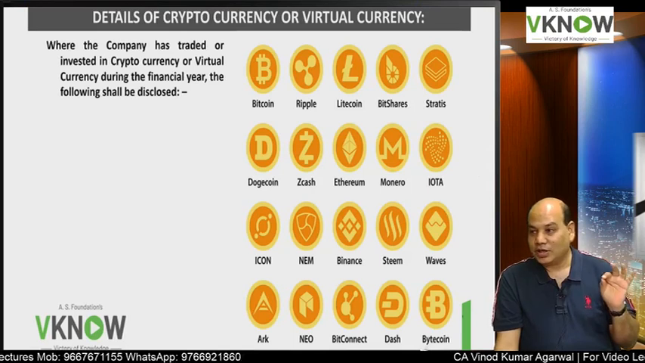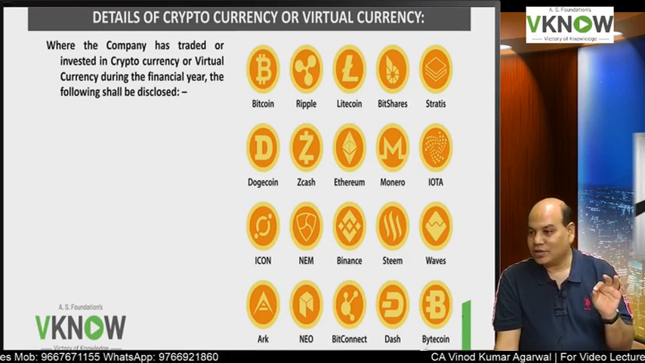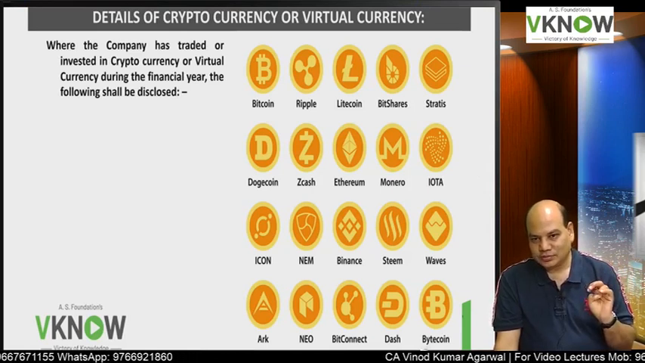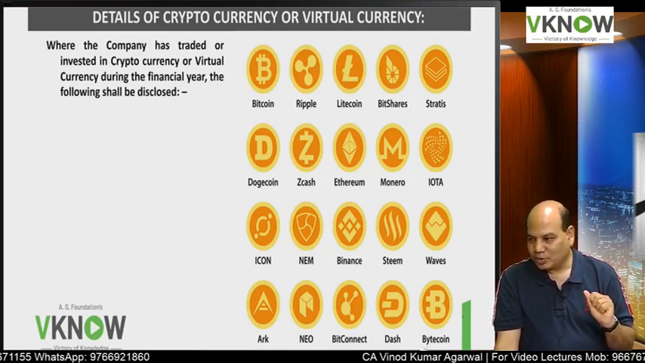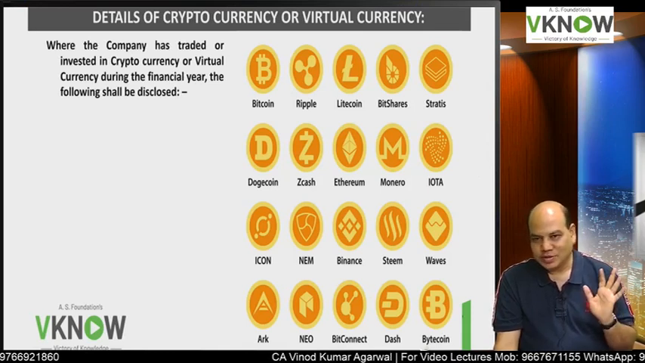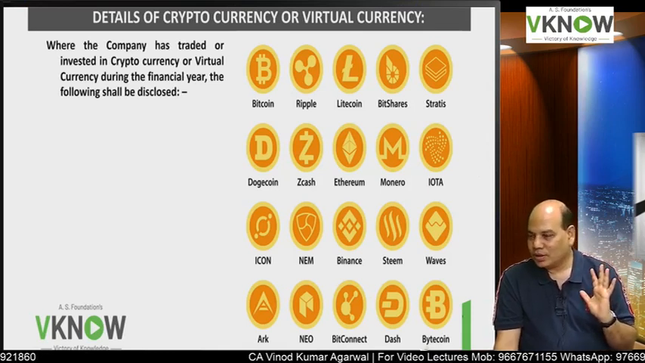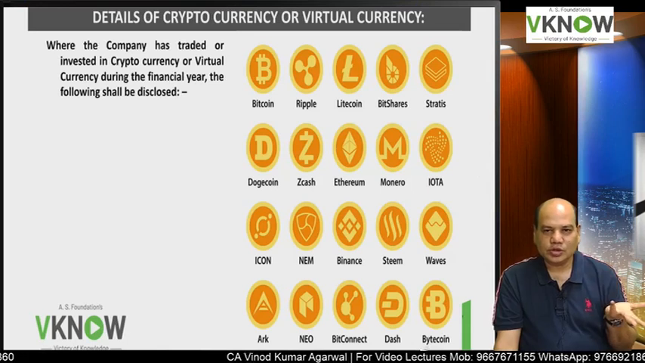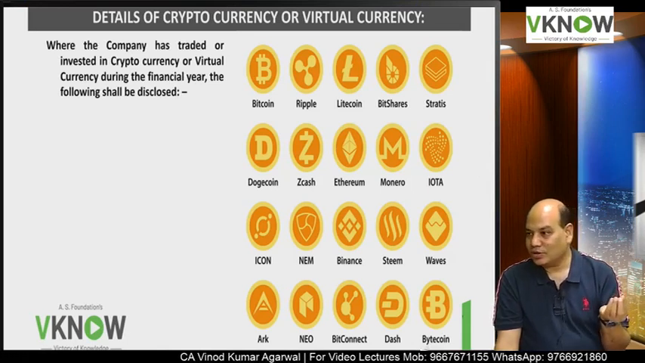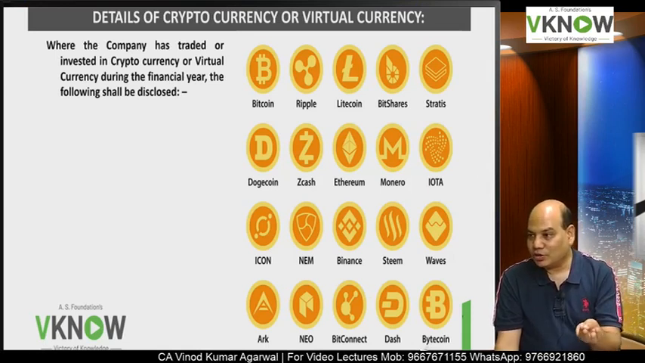If the company enters into transactions relating to cryptocurrency or virtual currency, some examples of cryptocurrency are on the right side. Some of them don't exist anymore. They have got wound up and investors' money has gone into water. Is it right? Some value was $30-40 and it became $0.01 or something.